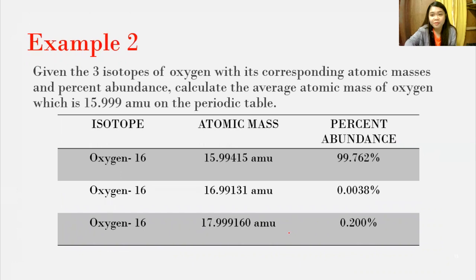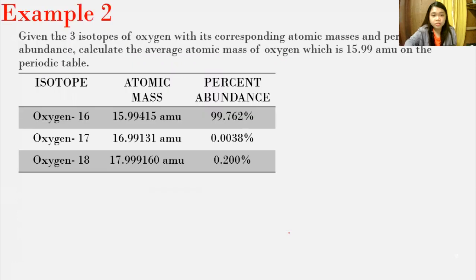So this is the sample problem that I'm referring to. Given the three isotopes of oxygen with their corresponding atomic masses and percentage abundance, calculate the average atomic mass of oxygen, which is 15.99 atomic mass units, or 16, on the periodic table. So how will we do this? The first thing we need to do is to write the formula.